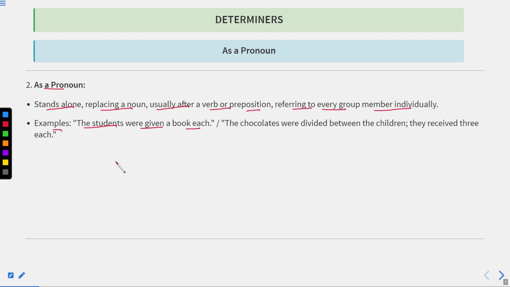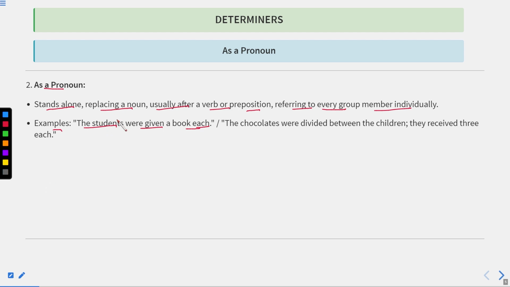So here the students got the book, but each. Okay, it means one student got one book, another student got another book. So each and every student got a book, but separately. And we are using this word each at the end of the sentence, not with the noun. Okay, so referring to every group member individually. And it is usually used after the verb, and maybe after a preposition it can be used.